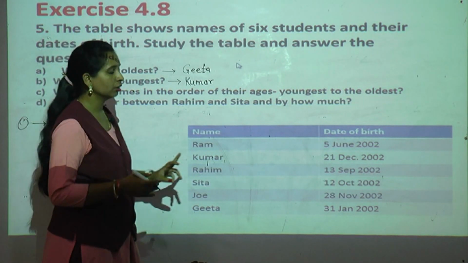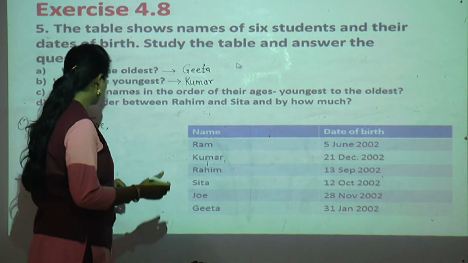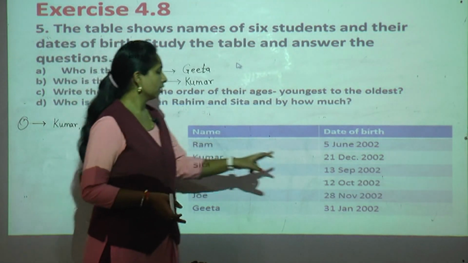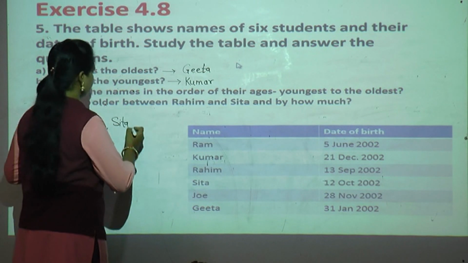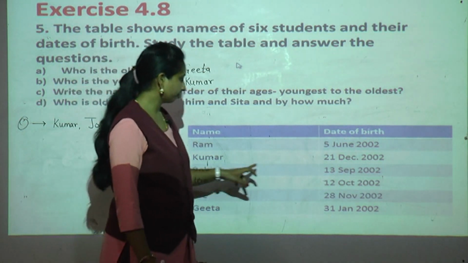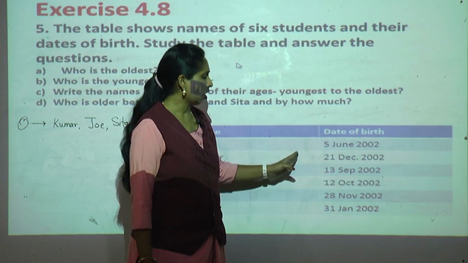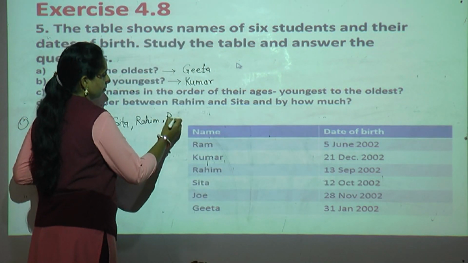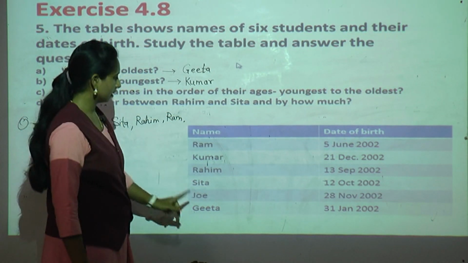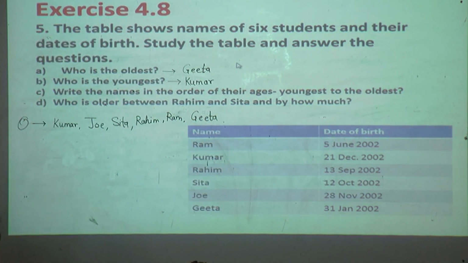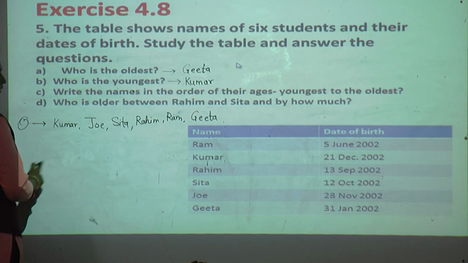Before November, October. In October month, Sita. So write Sita. Then before October, September. In September month, Rahim. Give a comma and write Rahim. Then before September, August is not there, July is not there, June is there. In June month, Ram. And last, Geeta. Geeta is oldest and Kumar is youngest. Okay, this is the order of their ages.